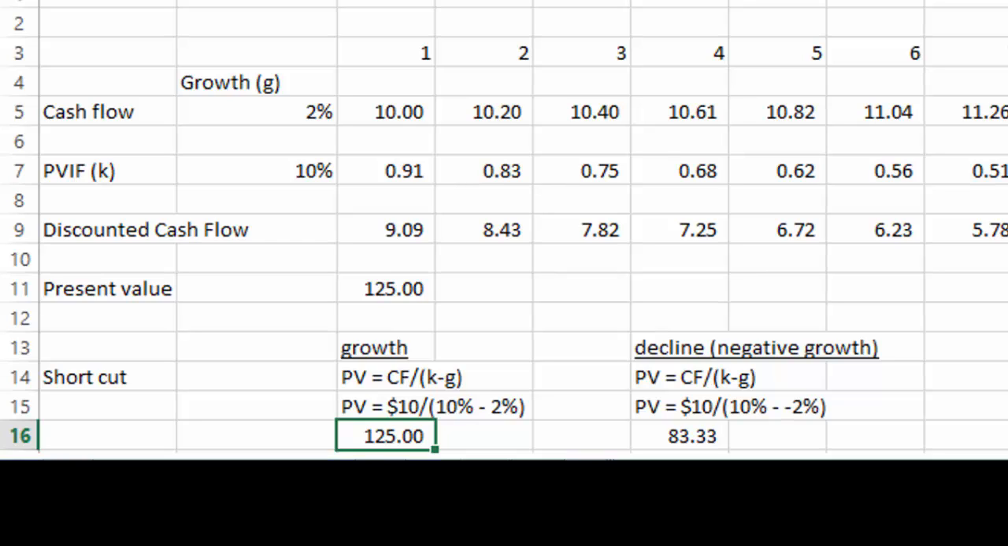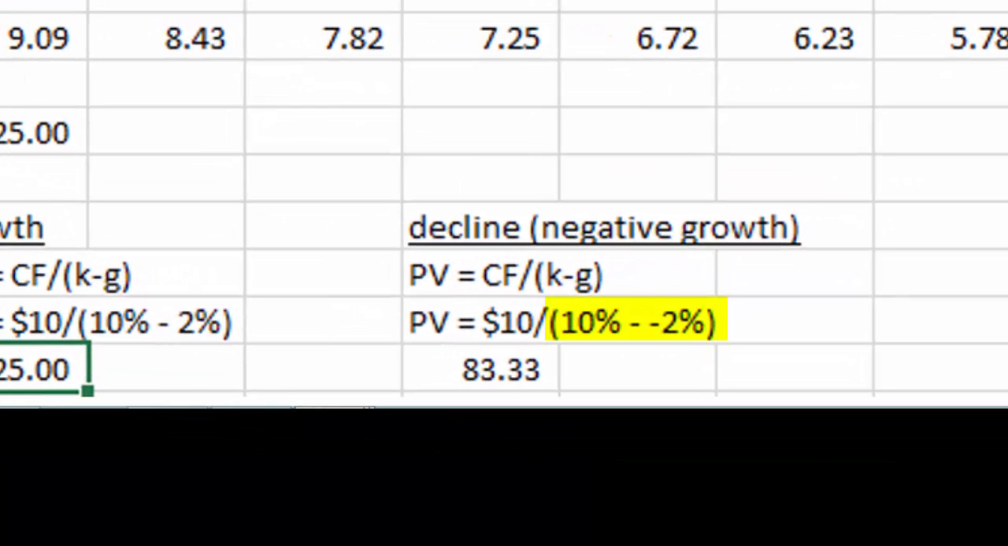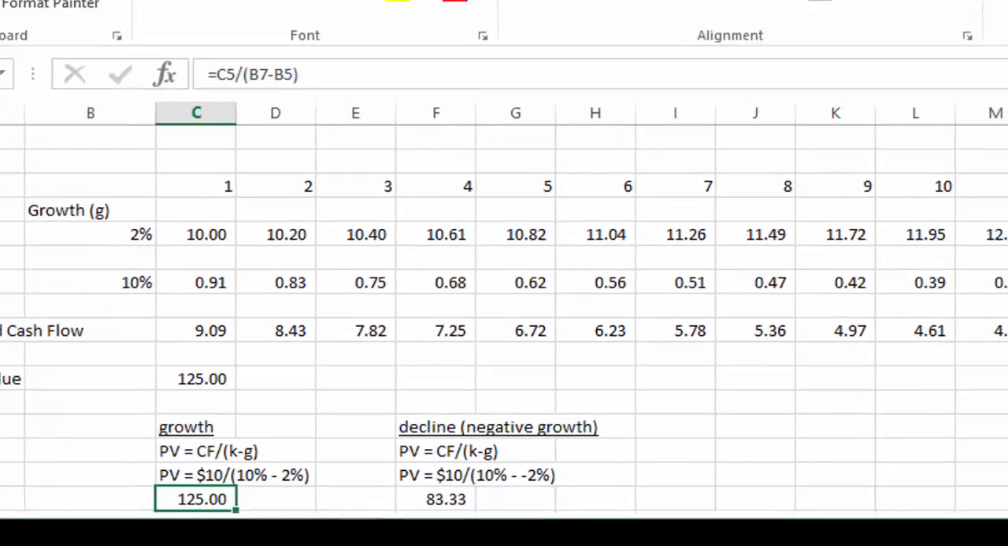What if the cash flows were expected to instead decrease by 2% per year, say in the situation of a declining business? Well, instead of subtracting 2% from the discount rate, we add it. And as a result, the value is now $83, and our multiple decreases to 8.3 times. Still with me? Let's try another variation.